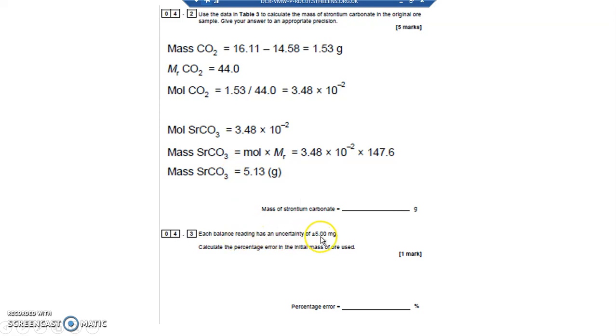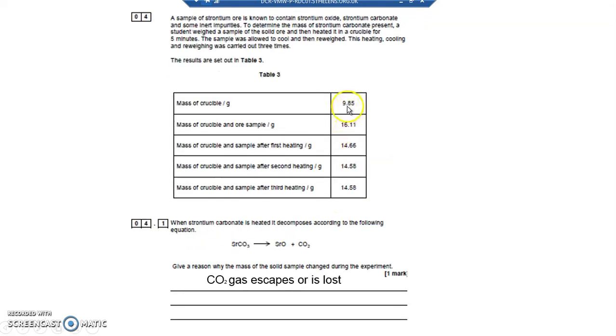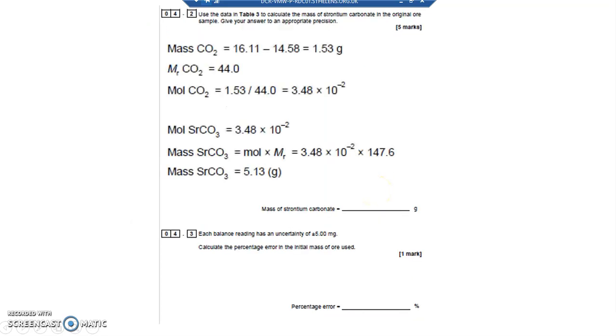Each balance reading has an uncertainty of 5.00 milligrams. Remember, to get it into grams, because we're working in grams here, to turn milligrams into grams, a small unit value into a large unit value, I divide by 1,000. So 5 divided by 1,000 is 0.005. But I have two balance readings, one at the beginning and one at the end, and I'm subtracting the two, one from each other. So I've got two balance readings.